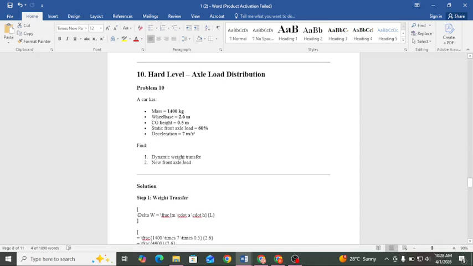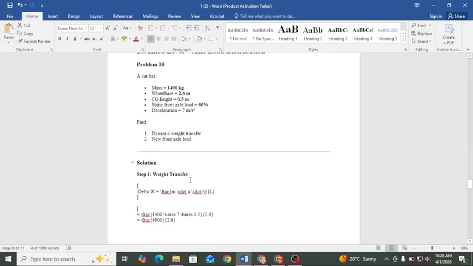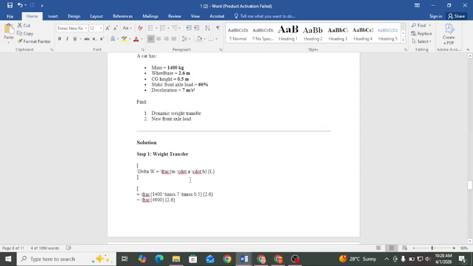A car has a mass of 1400 kg, wheelbase 2.6 meters, CG height 0.5 meter. The static front axle load is 60%, and the deceleration is 7 meters per second squared. With the help of that we calculate the dynamic weight transfer and the new front axle load. First, the dynamic weight transfer is mass into deceleration into CG height divided by wheelbase.